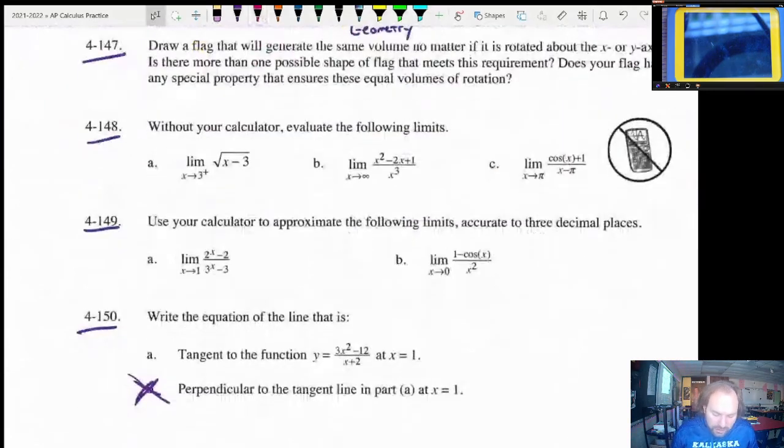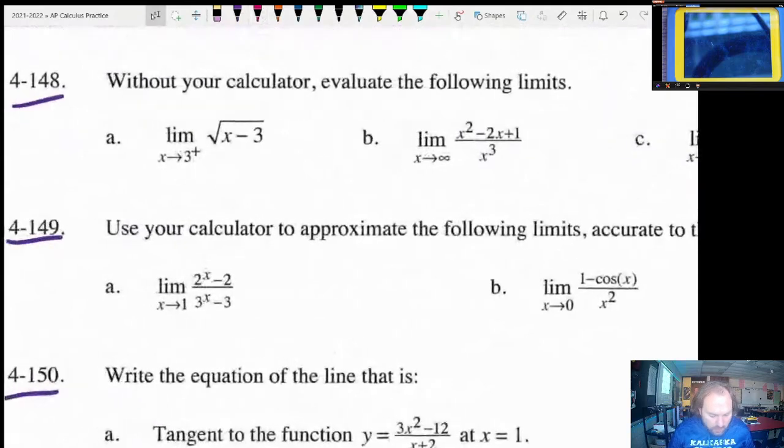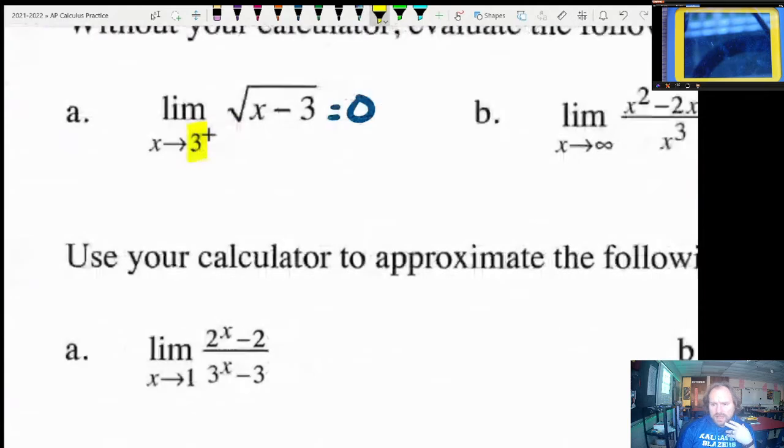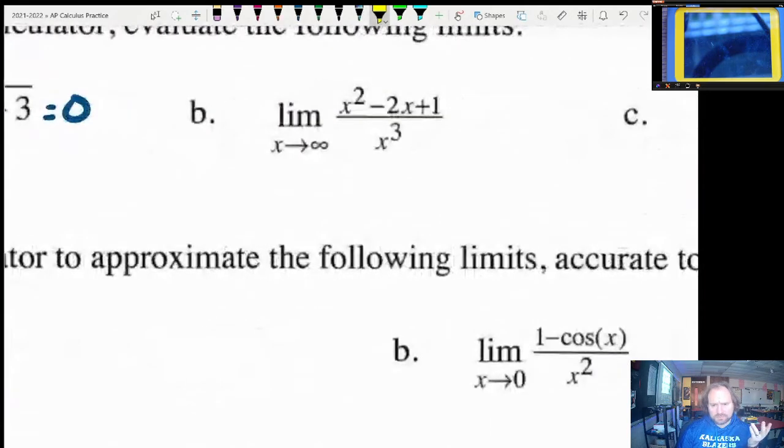148, without your calculator, evaluate the following limits. So we're on our own here. So, well, with this first one, with A, it's pretty obvious you can't just plug in 3. Or, no, you can. 3 minus 3 is 0. Square root of 0 is 0. So this is 0. What am I talking about? The rule with limits is if you can plug in the number, if you can plug in 3, plug in 3. Go for it.